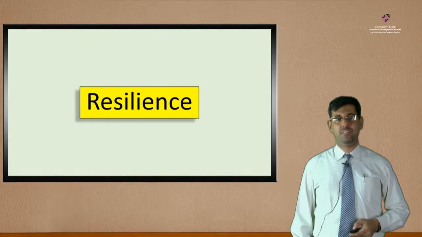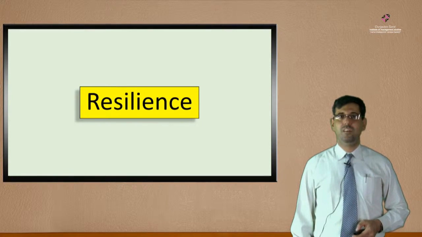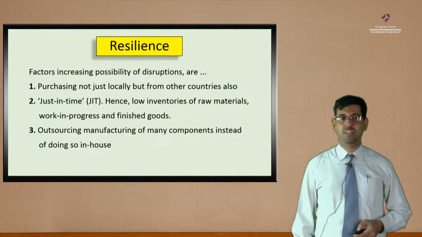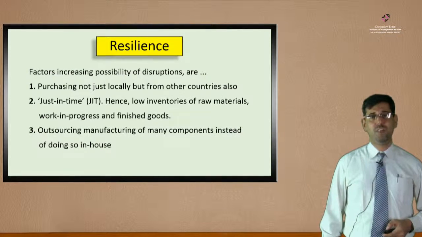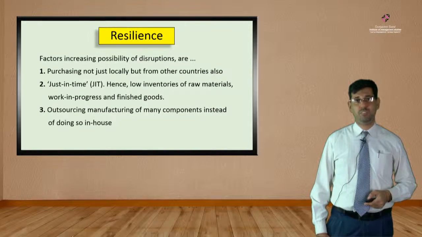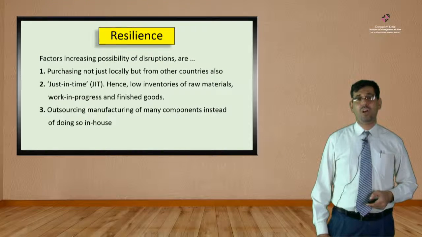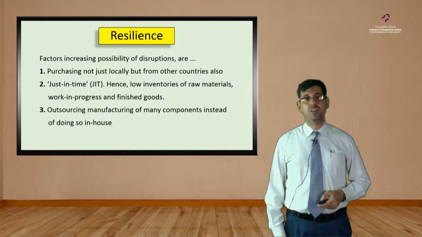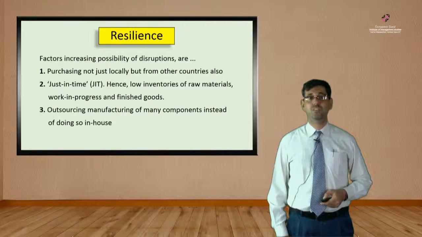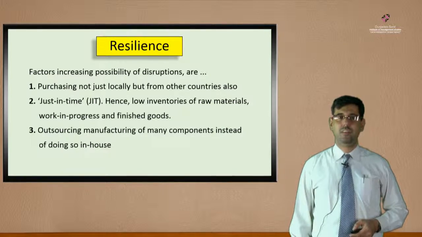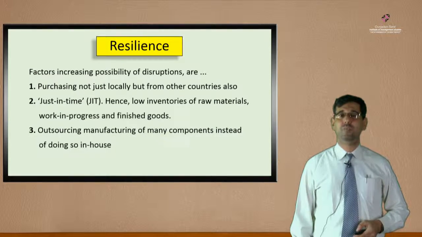The third R is resilience. What is resilience? Resilience is the ability to withstand some adverse problem. In a supply chain, resilience is the ability of the main manufacturer to overcome the problems, to overcome the disruptions. What are the disruptions? Lack of supply of raw materials, or disruptions in the transportation of finished goods from the factory of the main manufacturer to the distributor. In the past 10-20 years, the factors which increase the possibility of disruptions have increased in number as well as in magnitude.